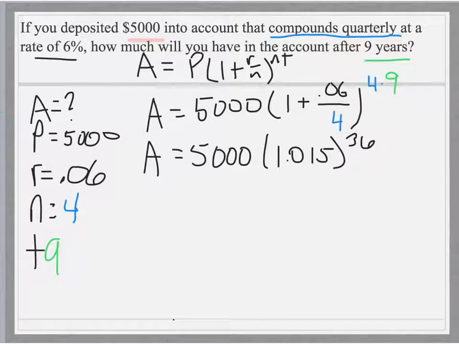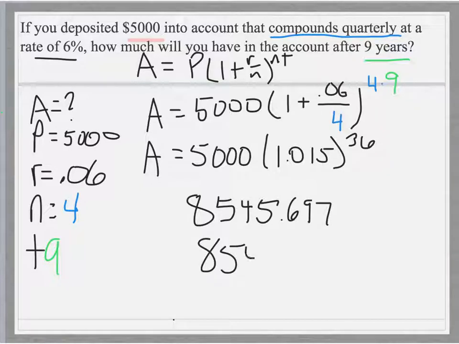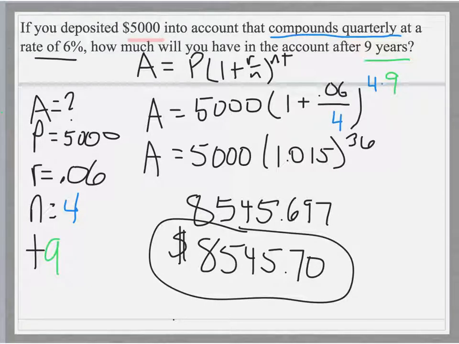Now, I'm going to go ahead and put this in my calculator: 5,000 times, and then use those parentheses, 1.015, and then do the power button to the 36th power, okay? And my answer becomes $8,545.697. We're talking about money here, so I would round to 2 decimal places, and that would round me up to $8,545.70. And there's our answer. Let's go on to the next slide.